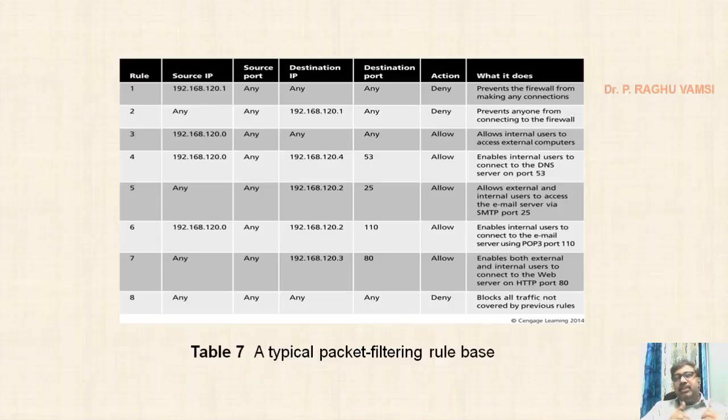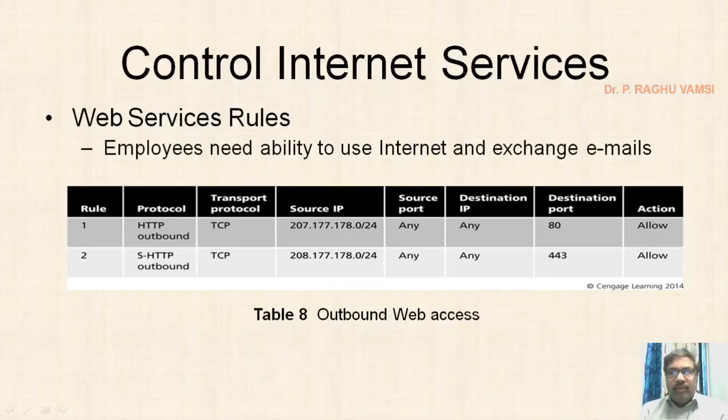So based upon where you place it, you need to set these rules and configure the firewalls. Firewalls can also be used for controlling internet services, like HTTP inbound services and HTTP outbound services, and the corresponding port numbers like 80 and 443 for HTTPS, Hypertext Transfer Protocol with security, like SSL. Outbound services can also be dealt with by these firewalls.